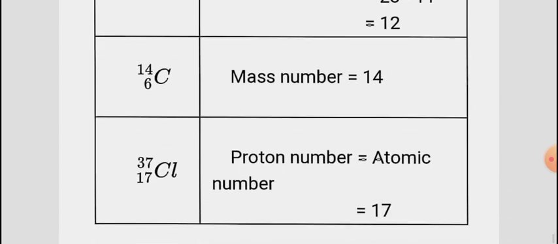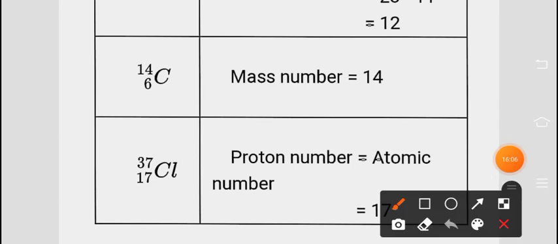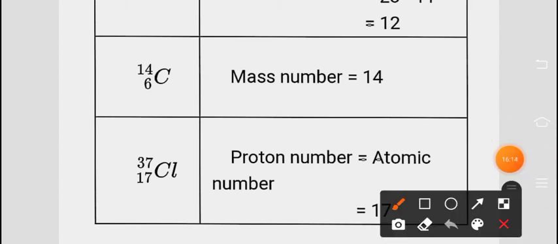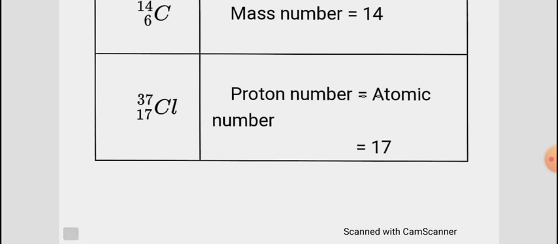Next is mass number. Mass number is 14. This is mass number and this is atomic number. Okay. In the next question, what they have asked is proton number. So proton number we can find out with the help of atomic number, and atomic number is 17. Hence proton number is also 17.